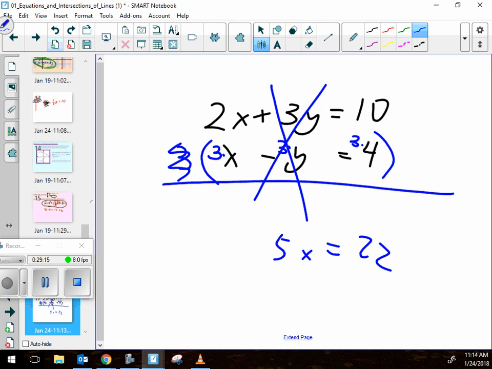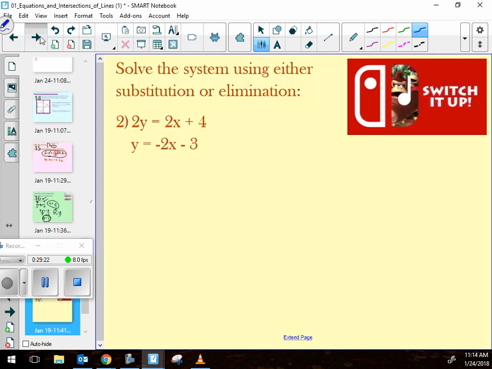Moral of the story, to do elimination method, you multiply the top or the bottom by something so that when you add them, something gets eliminated. All right, that is it.